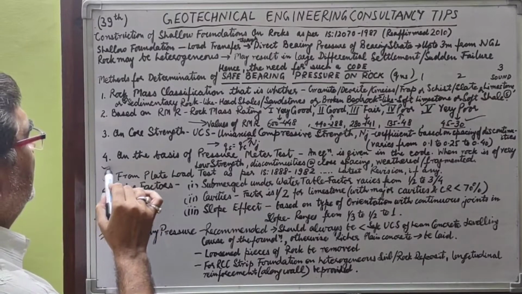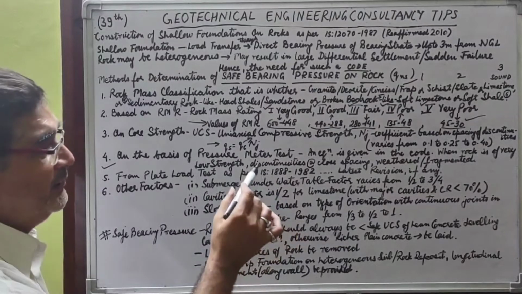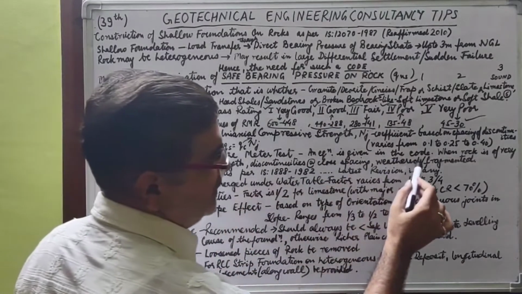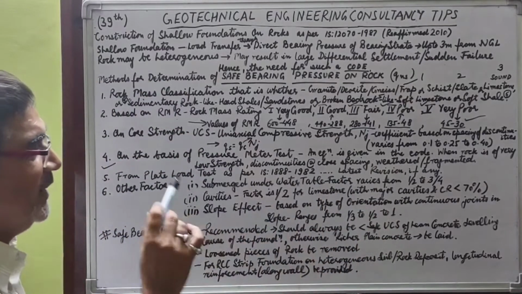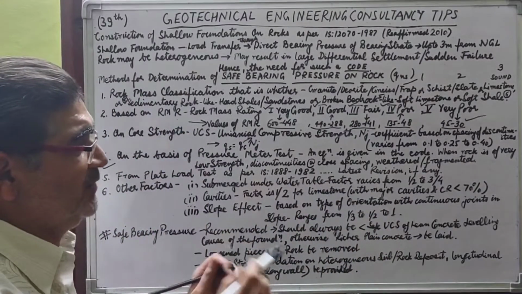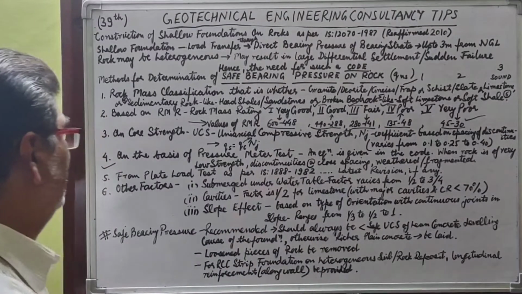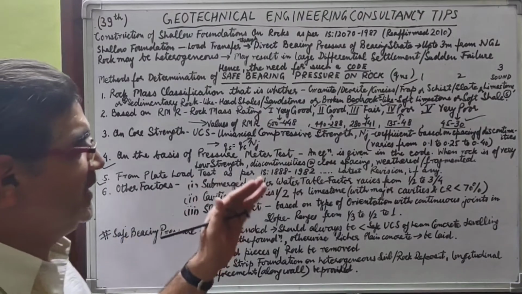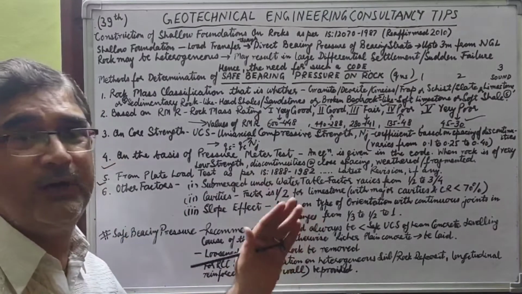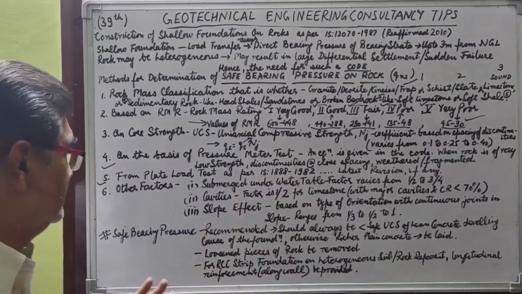Now, the fourth method is on the basis of pressure meter test, in which case an equation has been given in the code and which is generally used when rock is of very low strength, having discontinuities at very close spacing and is weathered and fragmented. Number fifth is the normal plate load test, which is governed by Indian Standard Code IS 1888-1982, latest revision if any to be followed.